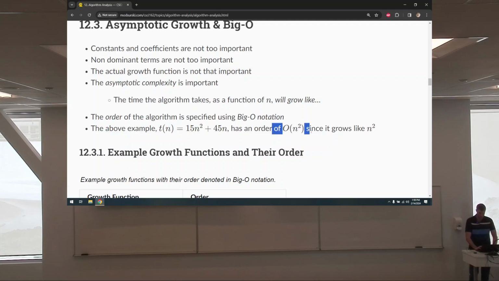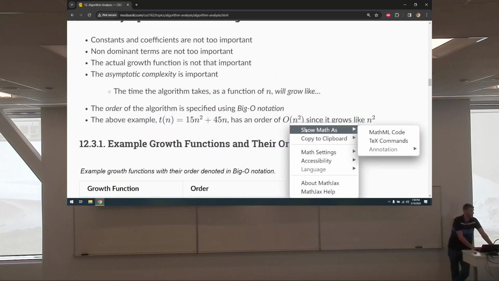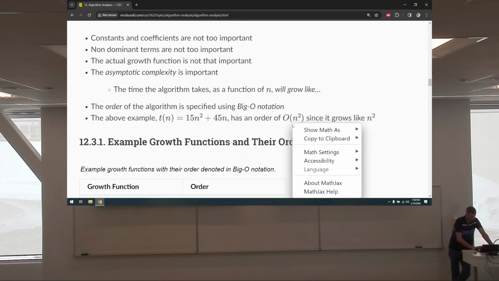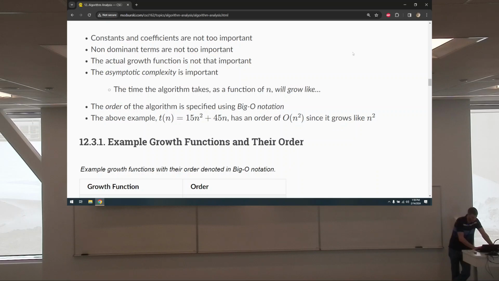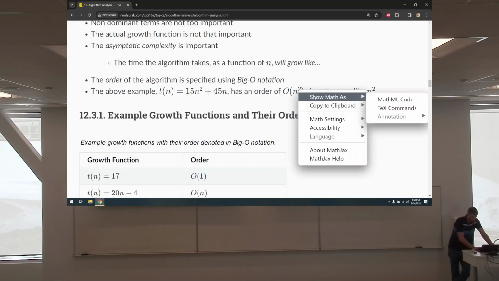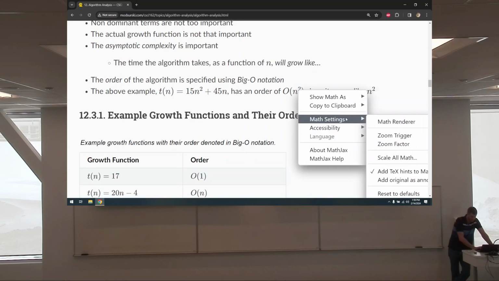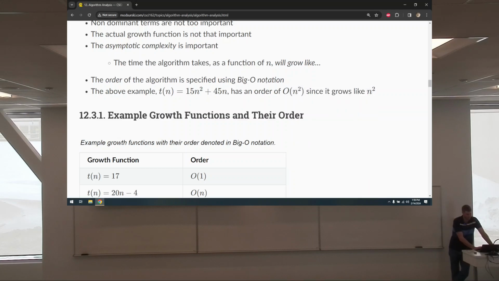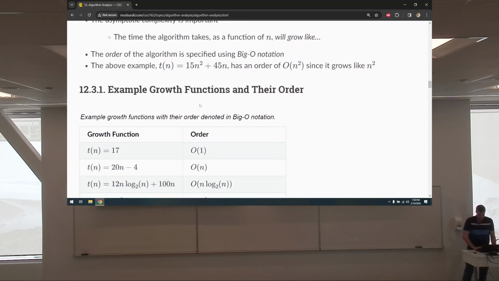I'm trying to highlight it, but it's not working. It's probably embedded as an image or something. And the reason it's that is because, my goodness, did I just right click on that? Show math as, ooh. Fascinating. I never knew you could do that. Huh. Anyways, now that I got distracted.